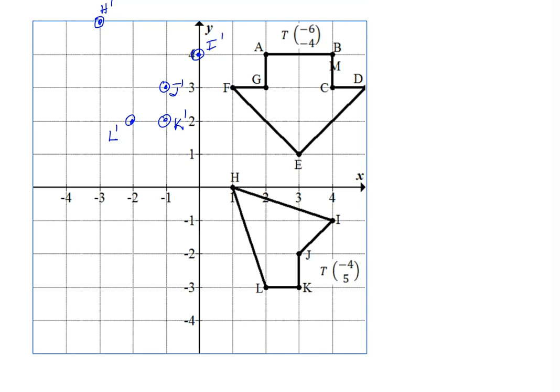Connect all the vertices to form the shape. Please note that with a translation, the object and the image are identical shapes. Object. Image.